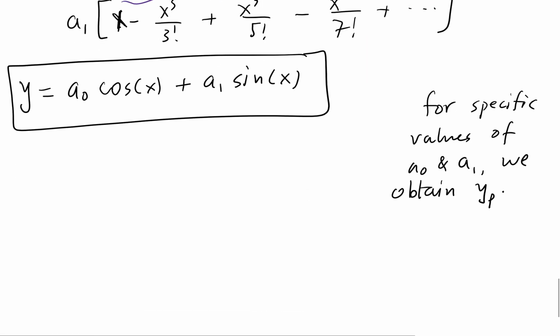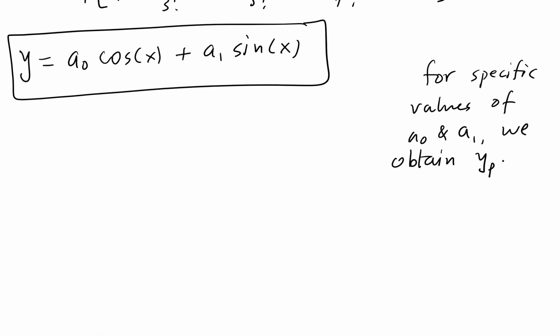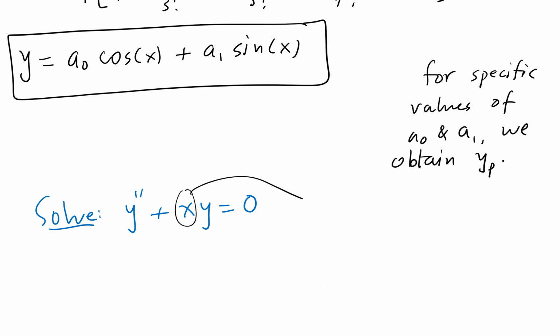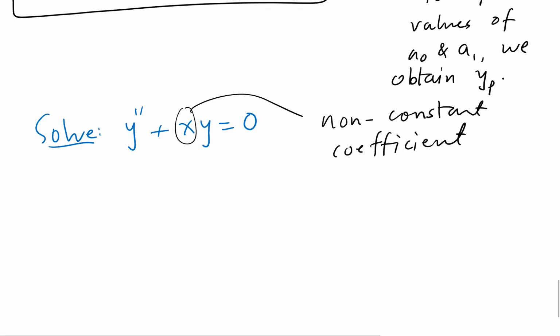So now what we do is, I'm going to try to solve y double prime plus xy equals 0. Notice this equation, I'm going to use power series again. It has non-constant coefficient. So again, how do we start with this one?